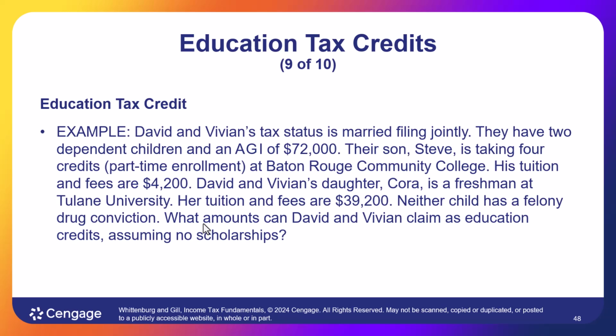So David and Vivian's tax status is married filing joint. They have 2 dependent children and AGI of 72,000, so they're not in the phase out. Their son Steve is taking 4 credits part-time at Baton Rouge Community College. His tuition is $4,200. Their daughter Cora is a freshman at Tulane, and her tuition and fees are $39,200. Neither child has a felony drug conviction. What amounts can David and Vivian claim, assuming no scholarships?